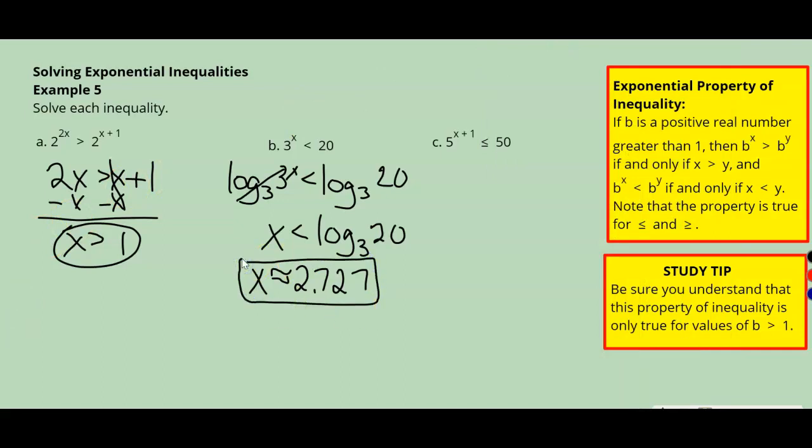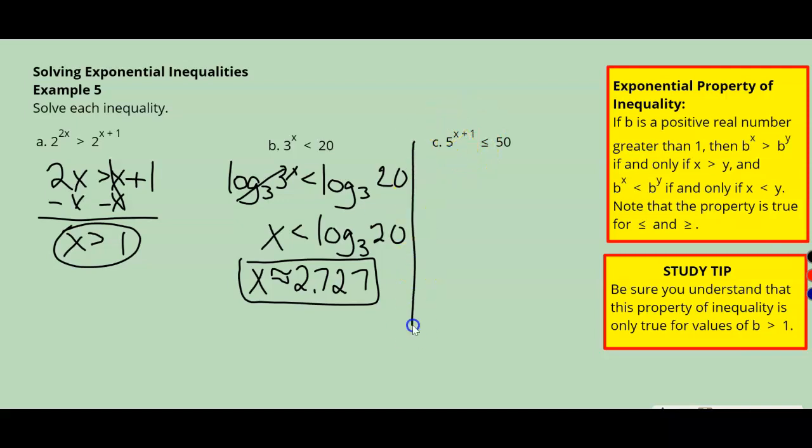All right, example 5C. We have 5 raised to the x plus 1 is less than or equal to 50. All right, so I can write 50 as 5 times 10, but I can't write 50 as 5 to some power. So I cannot rewrite this with the same base. So once again, I'm going to rewrite this as a logarithm, and I'm going to use log base 5 so that on the left side here, the base will cancel.